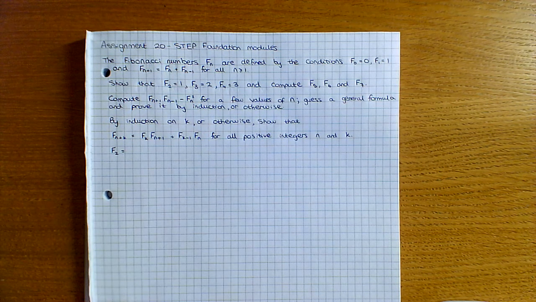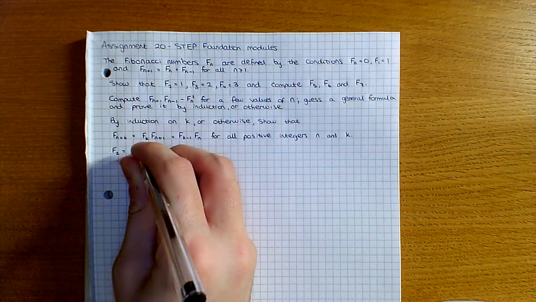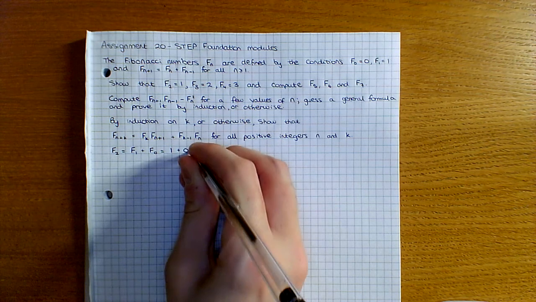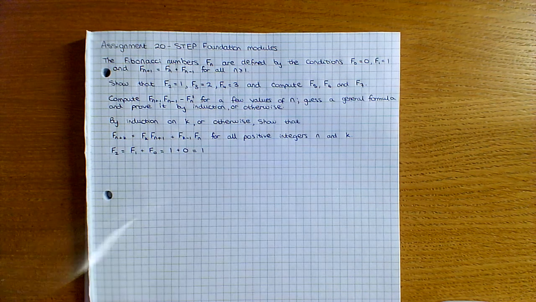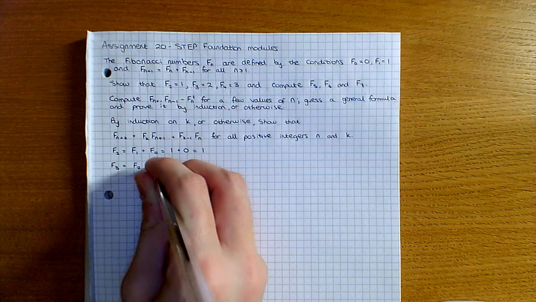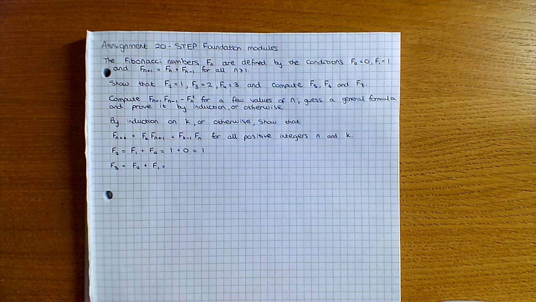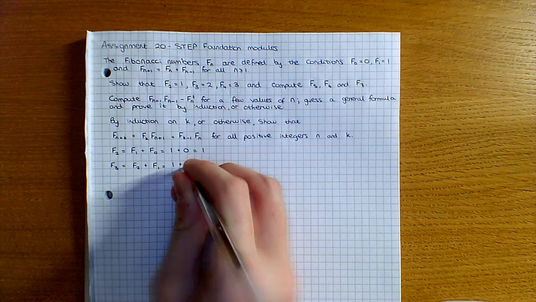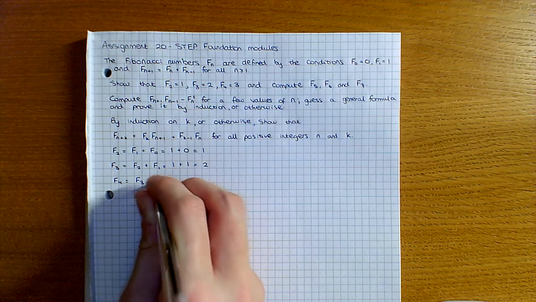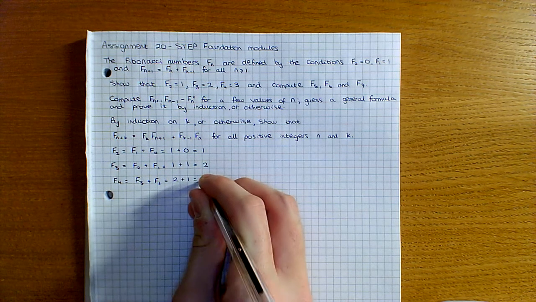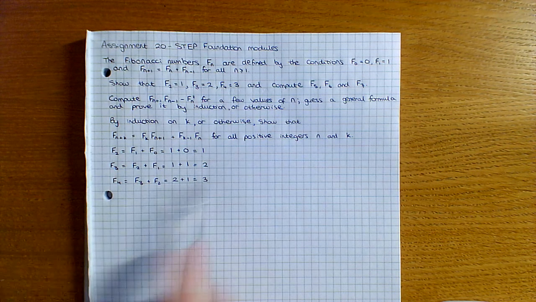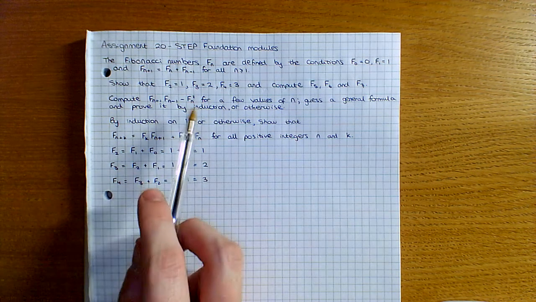So f2 by definition is f1 plus f0. F1 is 1, f0 is 0, 1 plus 0 is 1, and so we've shown that f2 is 1. Simple as that. We're just going to repeat that a few more times. So f3 is f2 plus f1, f2 is 1, f1 is 1, 1 plus 1 is 2. f4 is f3 plus f2, which equals 2 plus 1, which equals 3. Okay, and that's what they've asked. I do think this level of detail is necessary because it does say show that.